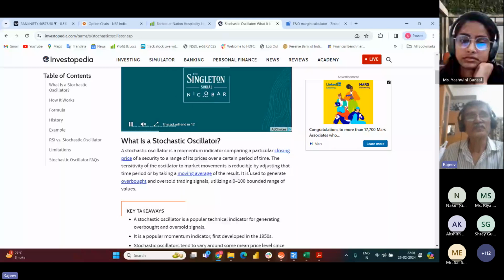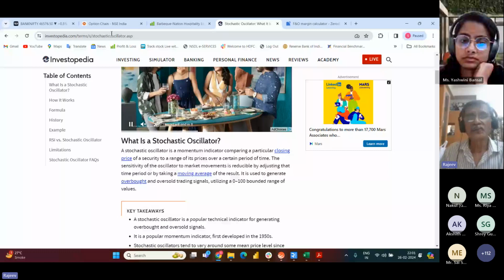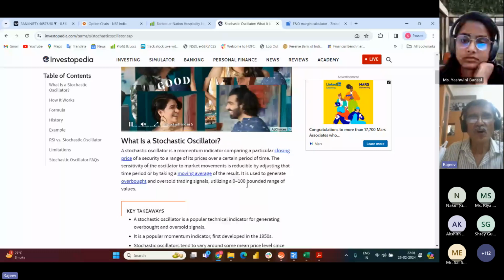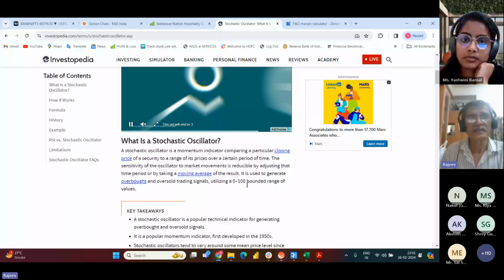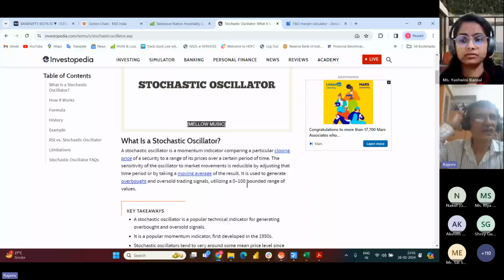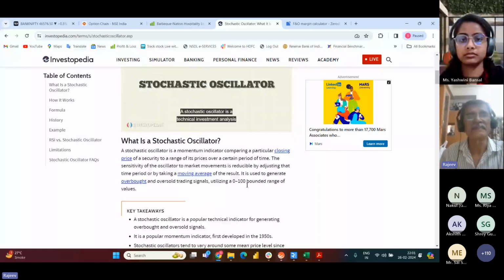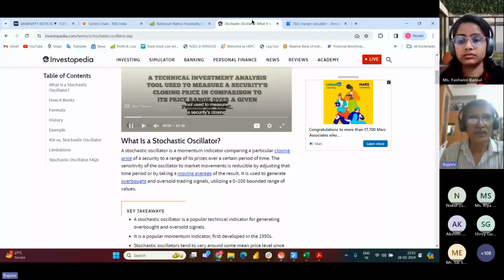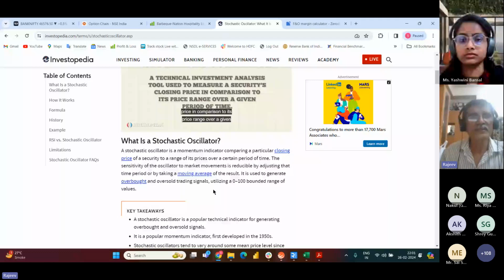So you refer to this particular website, investopedia.com. It gives you information about almost all the indicators and oscillators that one can think of, and be prepared with those indicators and oscillators for them to be used in your strategy. So this particular site gives you more information about different indicators.